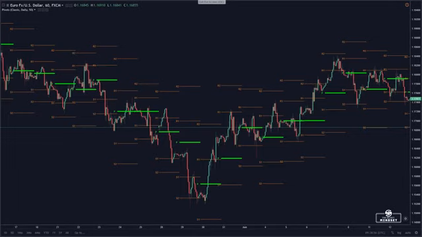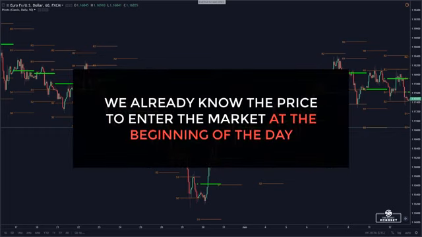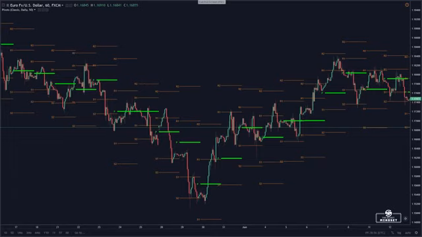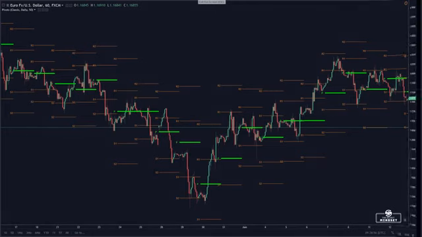This strategy is very simple, but is one of the most powerful ways that you can use the pivot points. By using the central pivot point, at the beginning of the day we already know at what price we will enter the market. We just need to time the market and enter in the direction of the main trend. But how do we establish the main trend? With the accumulation and distribution line.